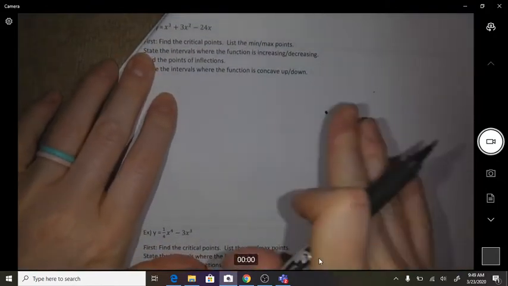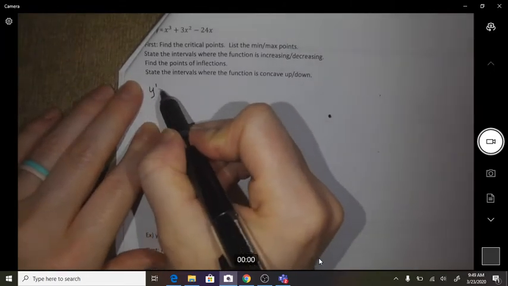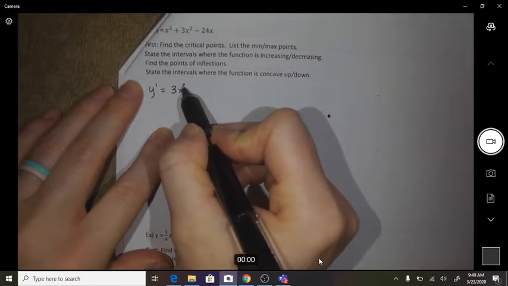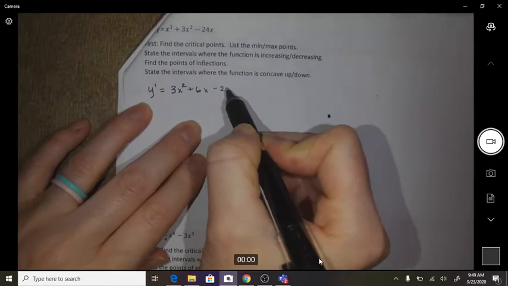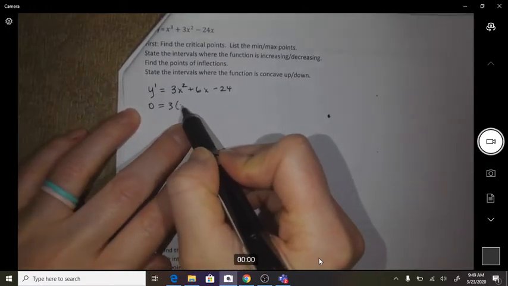Okay, so we're also going to keep going on what we were learning before. We're going to find the critical points, figure out min-max, intervals of increasing, decreasing. Then we're also going to do the inflection point and figure out where it's concave up or down. Okay, so y prime, our slope, 3x squared plus 6x minus 24. I want to know where that equals 0. Factor.